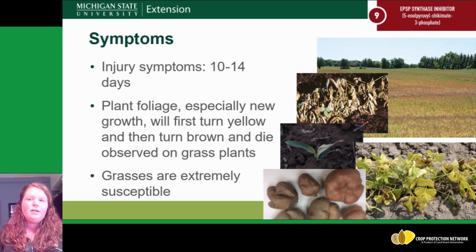It takes about 10 to 14 days to start to see glyphosate symptomology. Plant foliage, especially the new growth, will first turn yellow, and then it turns brown, and eventually death occurs. This appears much more quickly on grasses than broadleaf plants, and grasses are highly susceptible to glyphosate injury. Also to note, we can see injury on some of our specialty crops. So I've included a picture of potatoes. The plant was applied with glyphosate and had injury, and then the tubers actually were malformed because that herbicide can translocate down to those growing points. So we can see some injury on those also.